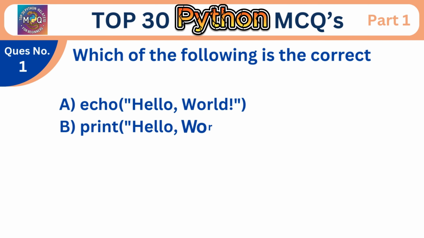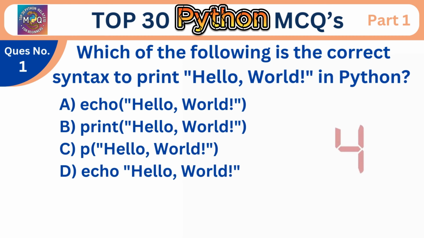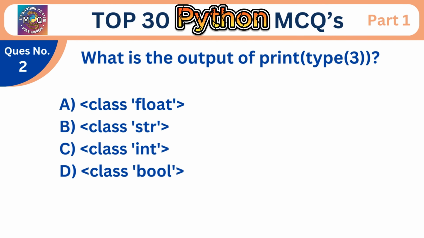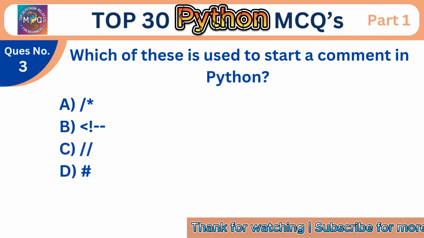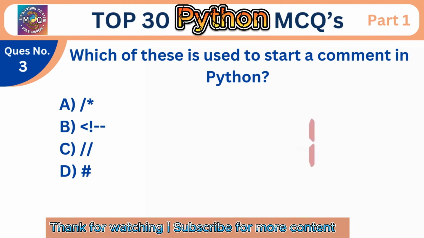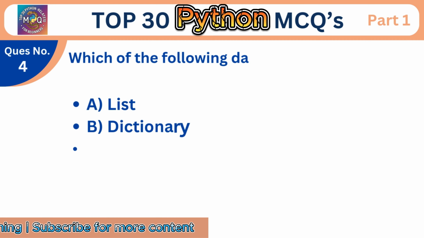Which of the following is the correct syntax to print Hello World in Python? What is the output of print(type(3))? Which of these is used to start a comment in Python? Which of the following data types is mutable?